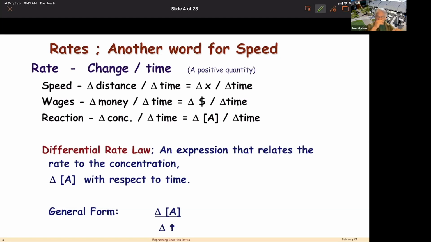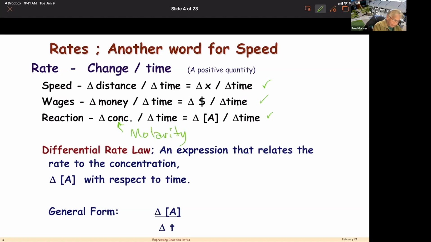Okay, so you notice that there's a description, distance, or monetary amount over time. That's a rate. When you have something over time, then it determines the change of that quantity with respect to time. Okay, so that's what you see right here. You have the speed, you have a wage, or you can have a reaction rate, in which case we look at the change in the concentration. It could be disappearing or appearing with respect to time.